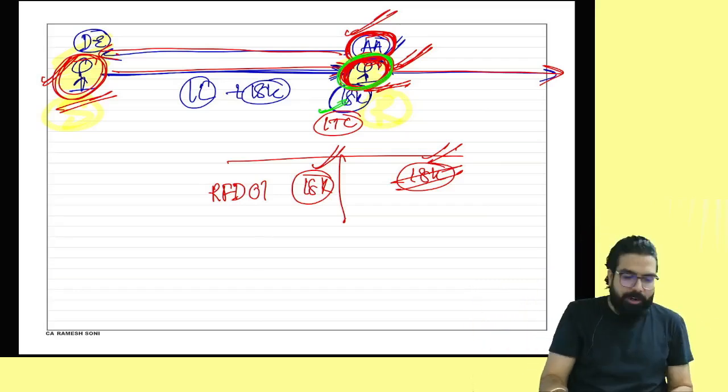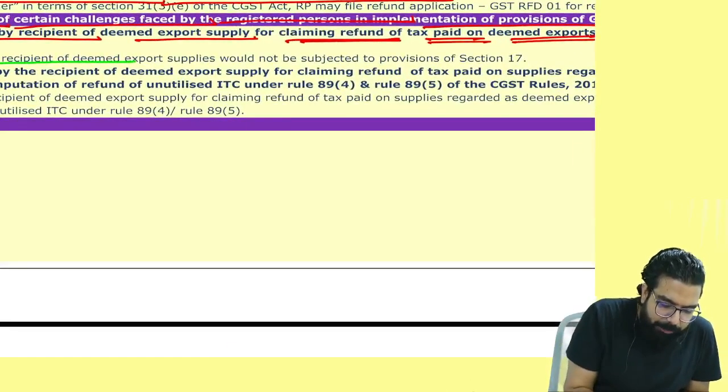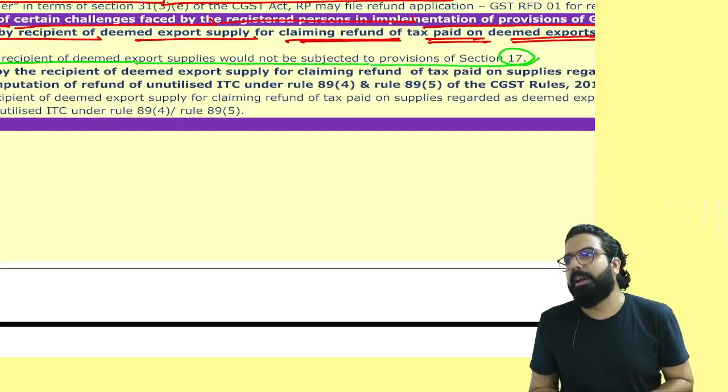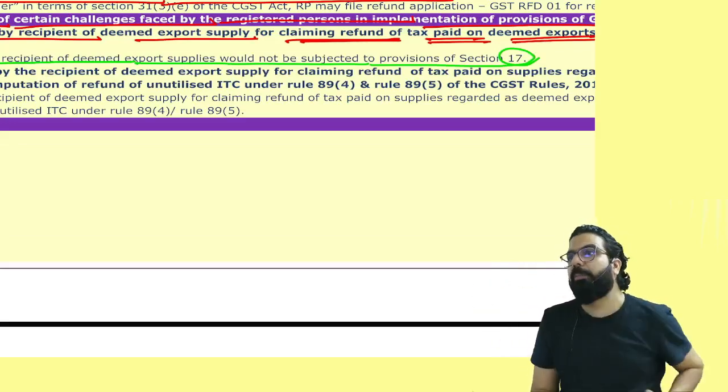So government clarified over here, people: ITC so availed by the recipient of deemed export would not be subject to the provision of section number 17. It means whatever amount you took as ITC, full refund will be given.